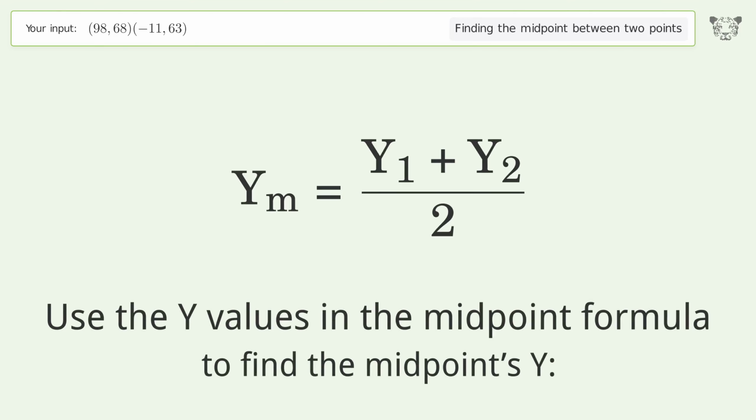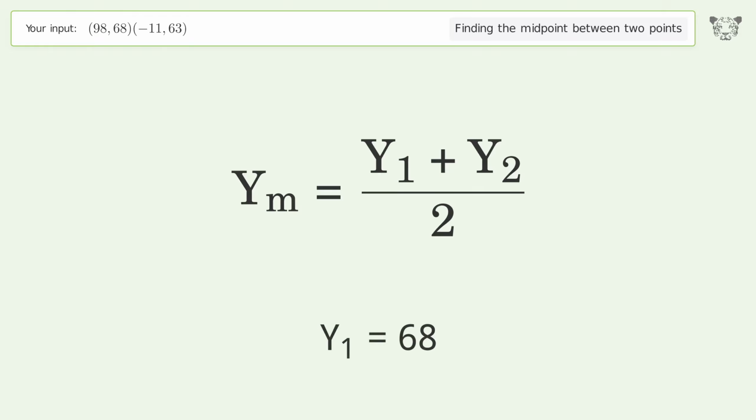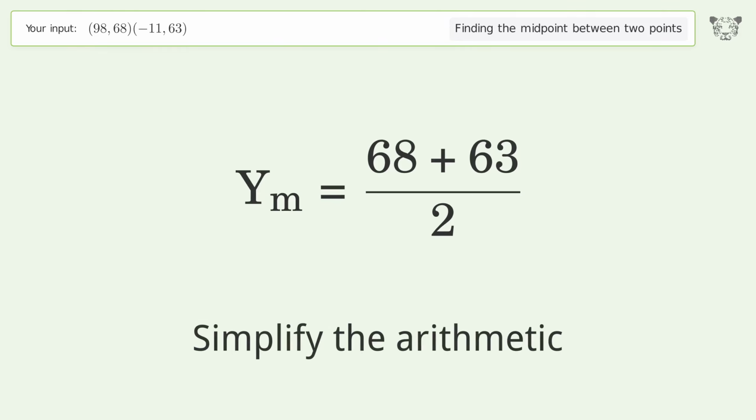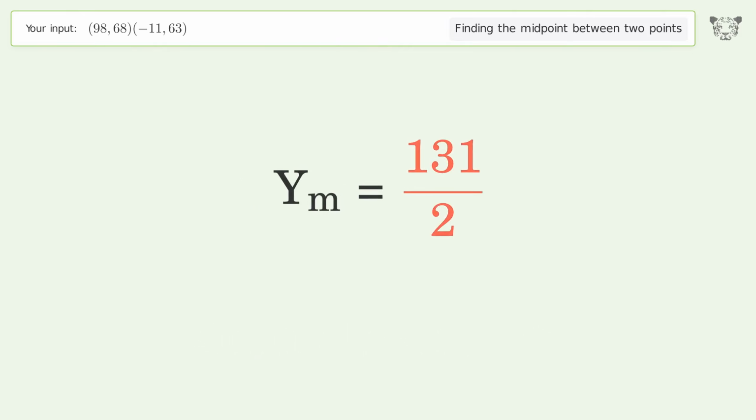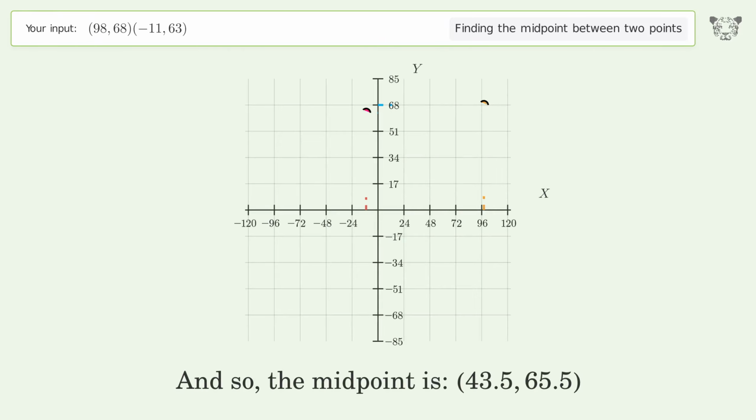Use the y values in the midpoint formula to find the midpoint's y. y1 equals 68. y2 equals 63. Simplify the arithmetic. And so, the midpoint is 43.5, 65.5.